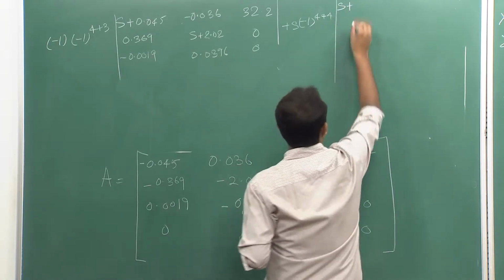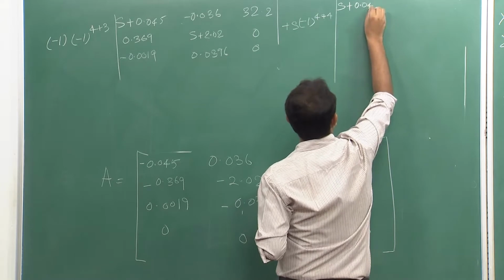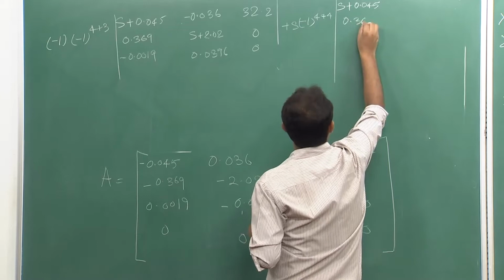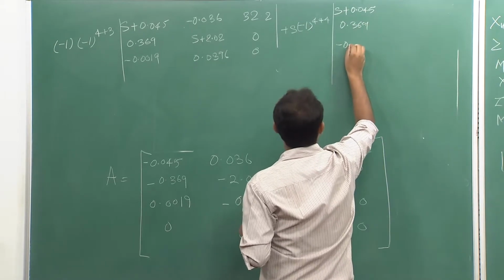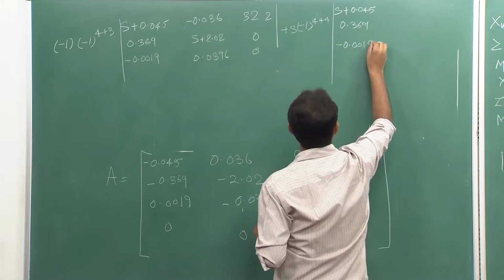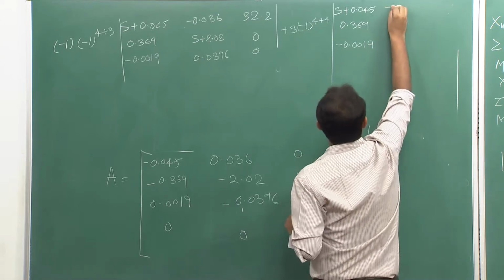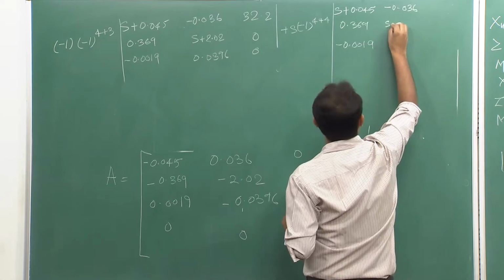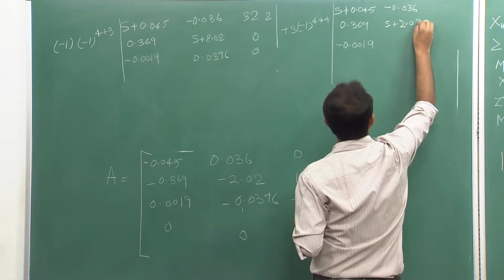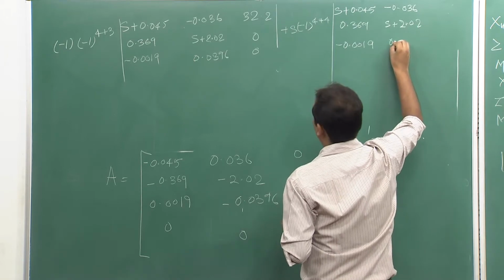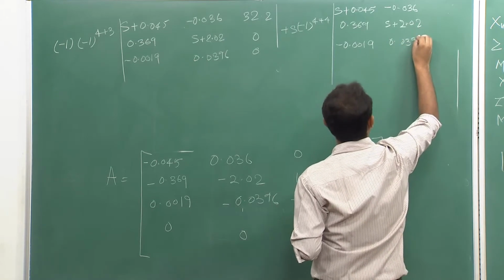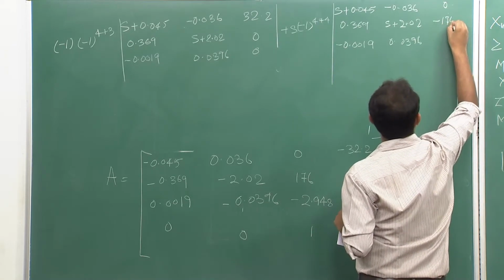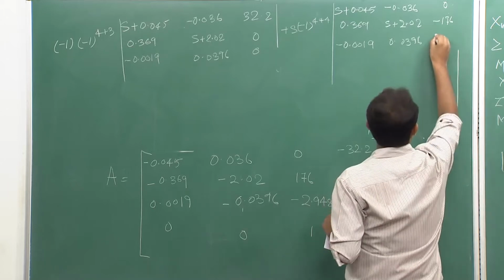S plus 0.045, 0.396, okay, minus 0.0019, minus 0.036, S plus 2.02, 0.0396, 0 minus 176, and S plus 2.948.